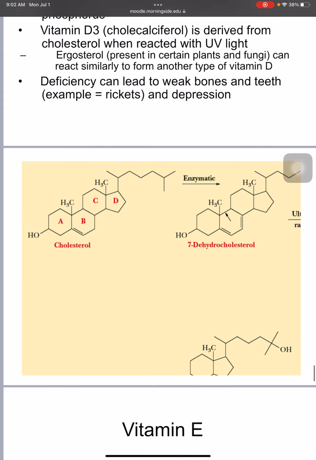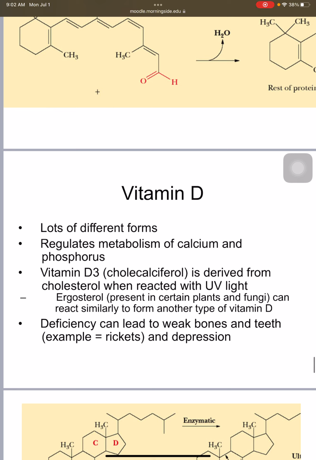Now, what's cholecalciferol used for? Well, it's used for actually several different things. Probably the most notable functions are regulation of calcium and phosphorus within the body.